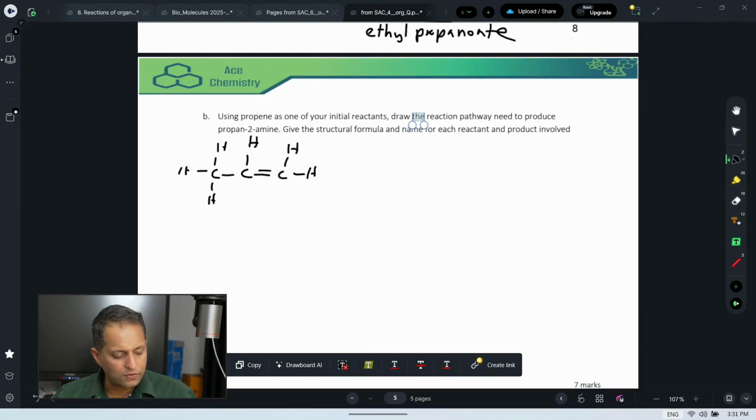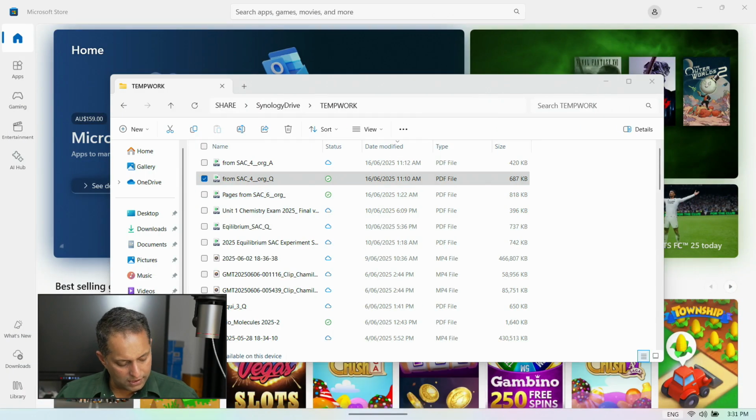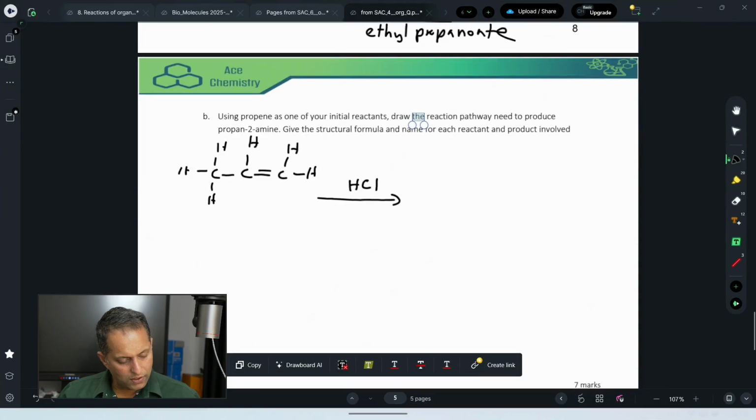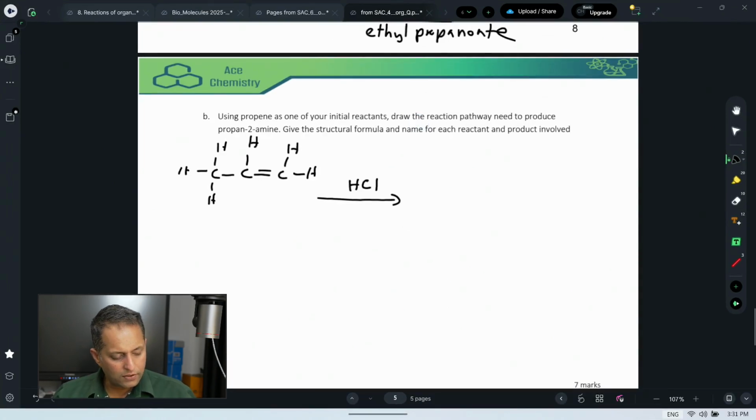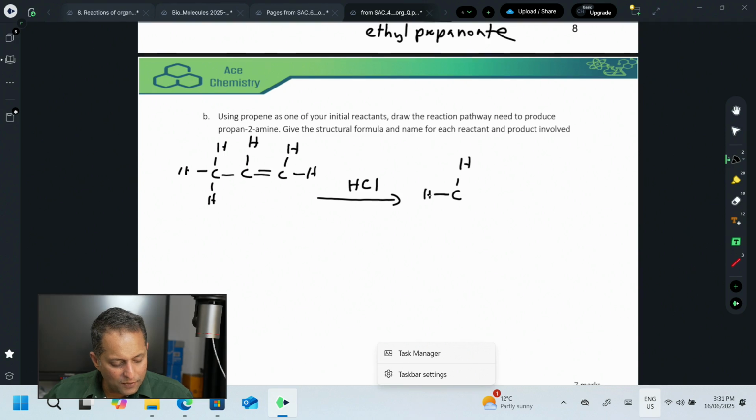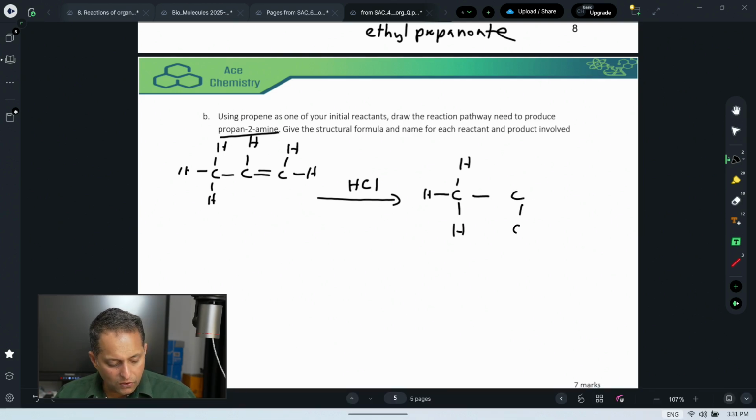So in this case, we need to make it a chloroalkane or a bromoalkane. We are adding HCl, but for propan-2-amine, remember the amino functional group has to be on the second carbon. So you have to be careful with that. In other words, we need the chlorine from HCl on the second carbon, then we can kick it out and plug the NH2 group in. That is our plan.